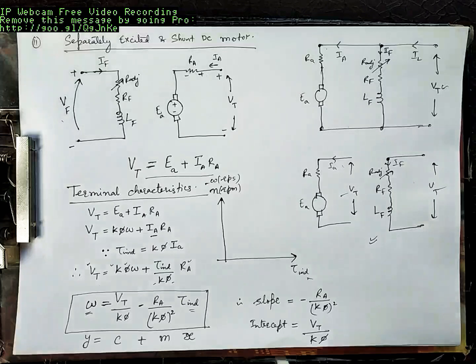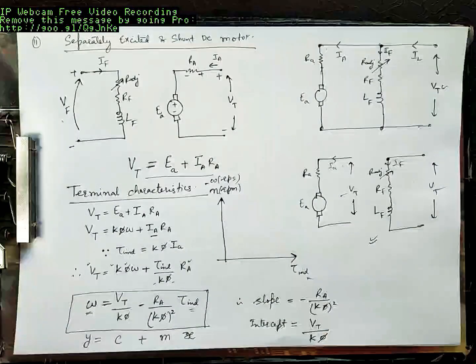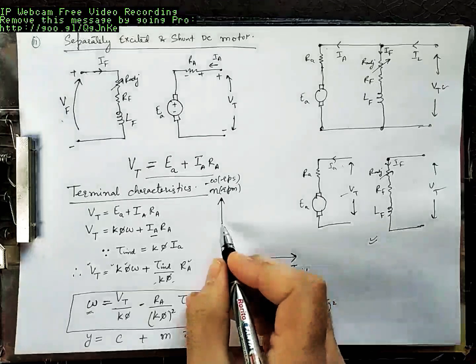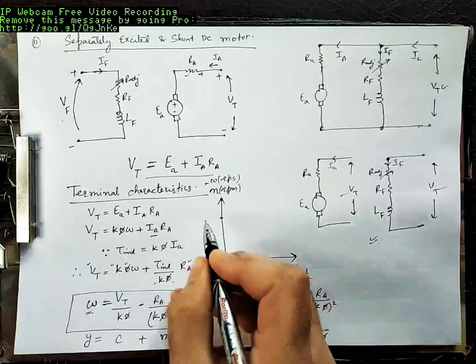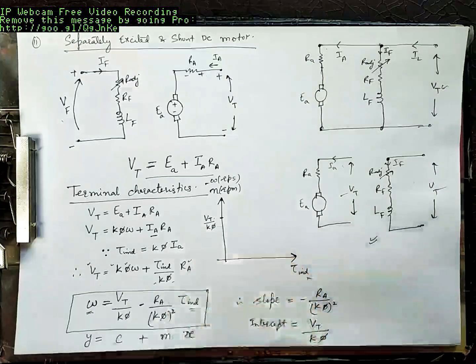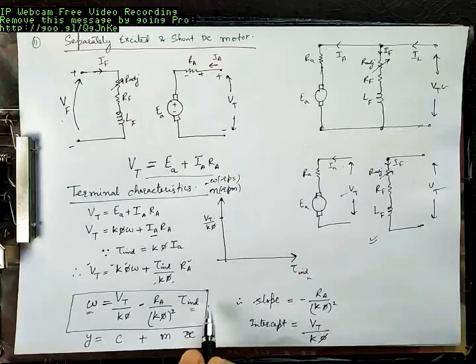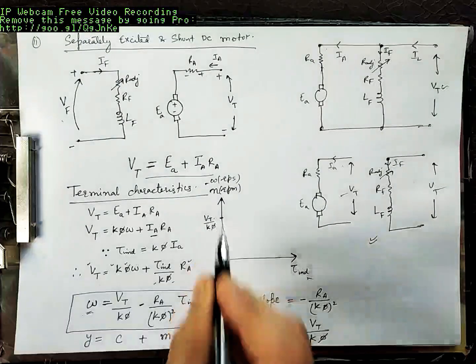So what does this mean? As tau induced increases, what happens to omega? Does omega increase or decrease? The slope is negative, so omega decreases, with a positive intercept. Let's suppose this is the intercept. This value is Vt divided by K phi. As tau induced is 0, this term becomes 0, and omega becomes Vt by K phi. So this is the value.